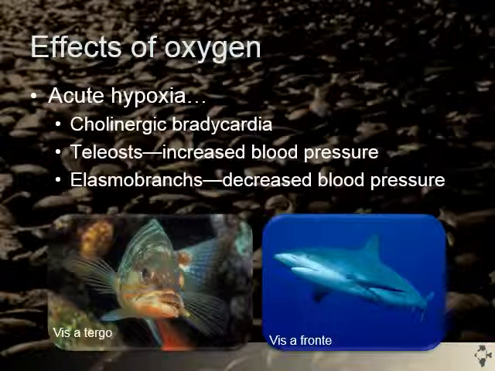Now, in teleosts, blood pressure will increase as a result. In elasmobranchs, blood pressure will actually decrease. It's two different responses to this cholinergic bradycardia. In the case of teleosts, their blood pressure increases. They have reduced cardiac suction, in other words, reduced vis a fronte filling pressure. In the case of elasmobranchs, their pressure decreases because there is reduced vis a tergo pressure throughout the system. So two different responses to.